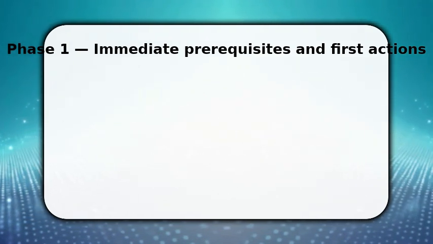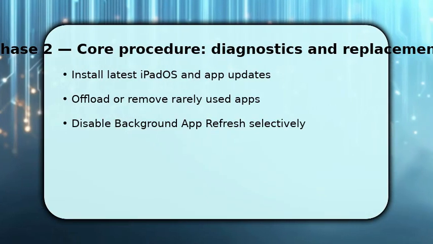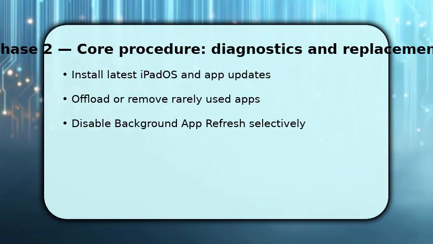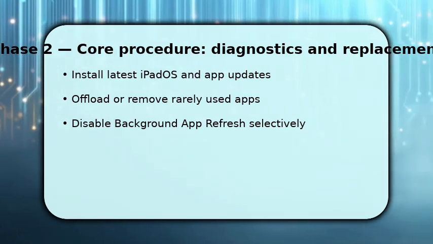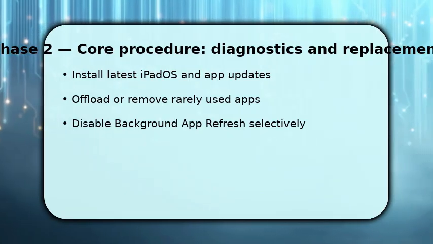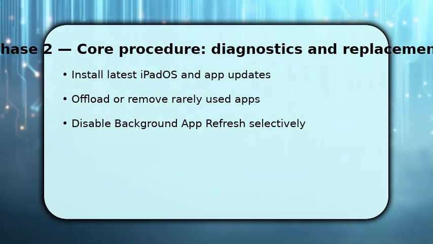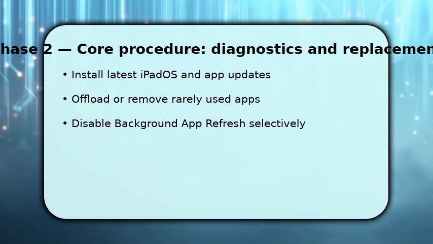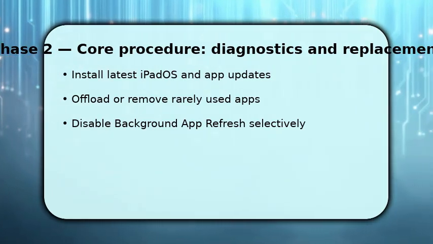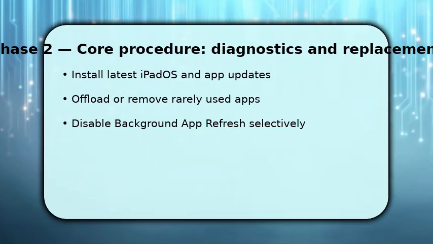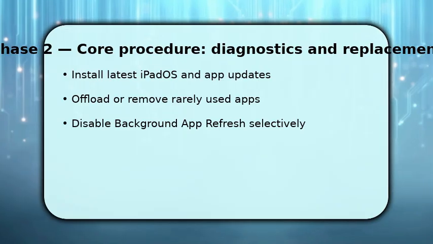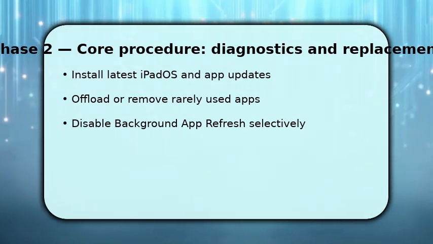Next, you update software and trim what runs in the background because outdated code and too many services cause lag. First, install the latest iPadOS and all app updates that fix performance bugs. Then offload or delete apps you seldom use. Offloading keeps data but frees space. Make sure to turn off background app refresh for non-essential apps, since it consumes CPU and network cycles. Finally, reduce animated wallpapers and motion in settings to lower GPU load.